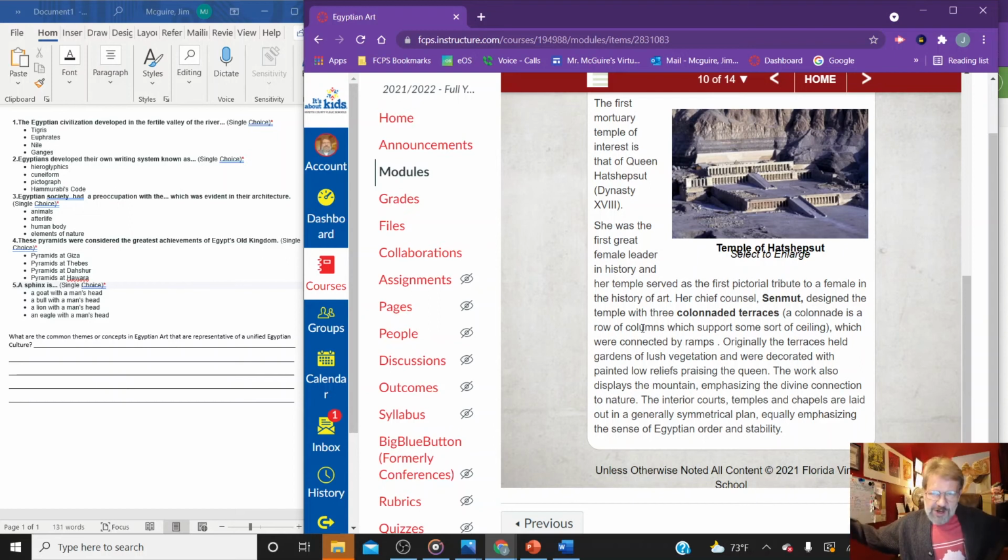Again, huge, giant structures built in honor, politically, of somebody.